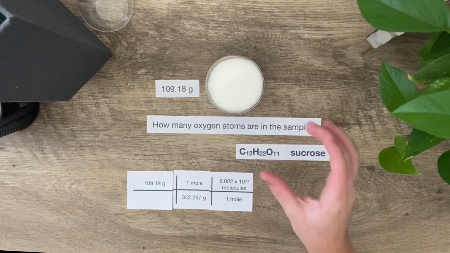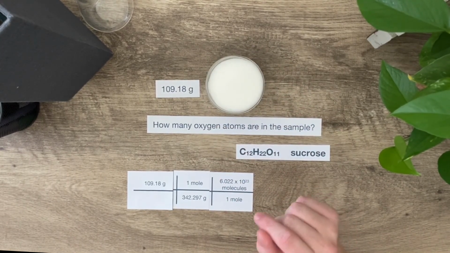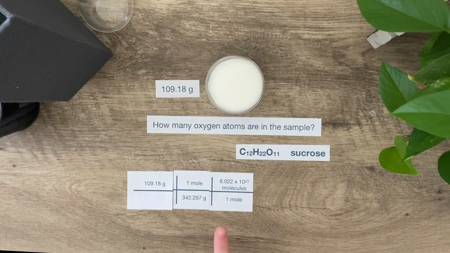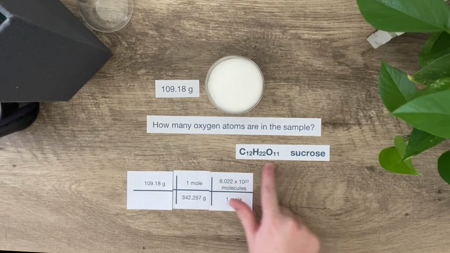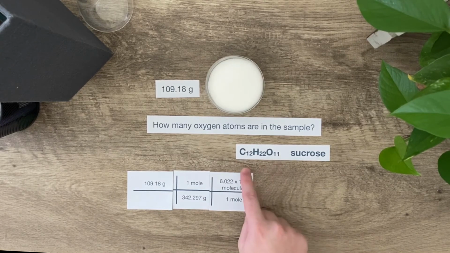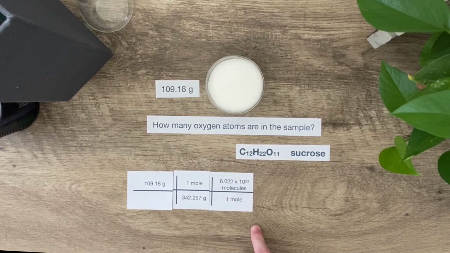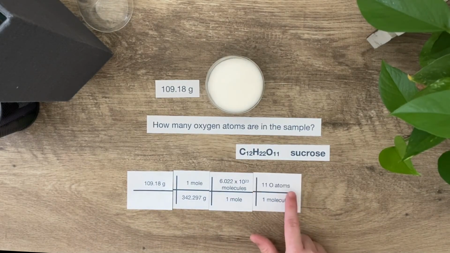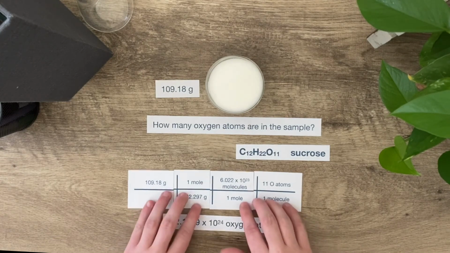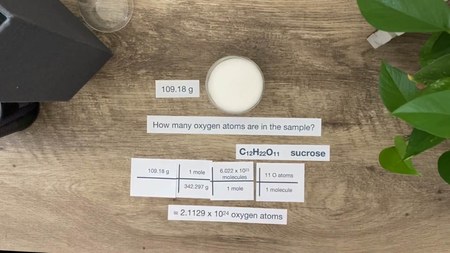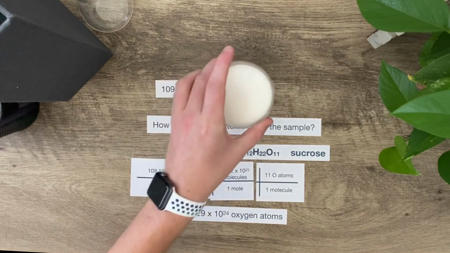The question, though, is how many oxygen atoms are in the actual sample? This is what gets students caught up. Well, think about it. If I have this many, I already know how many of these I have. Well, every one of these has 11 oxygens. So I need to multiply this number by 11, which is where I get my last conversion. That 11 oxygen atoms are in one molecule. And if I do my math and record to the correct number of significant figures, you should get that there are 2.1129 times 10 to the 24th oxygen atoms in this sample of sugar.